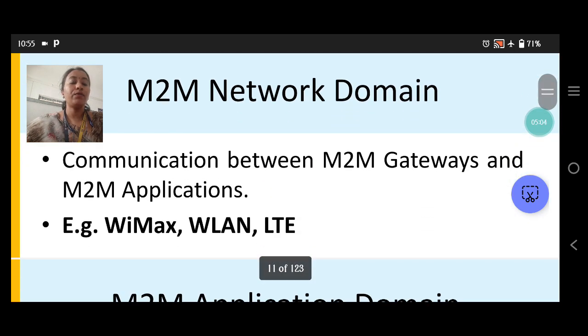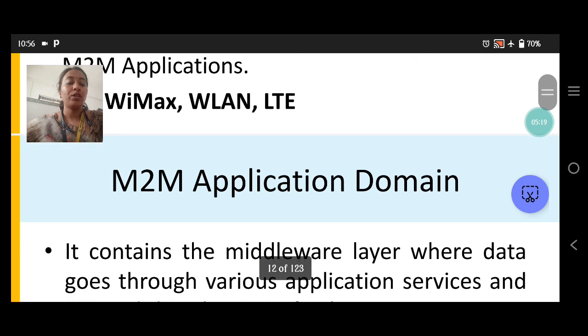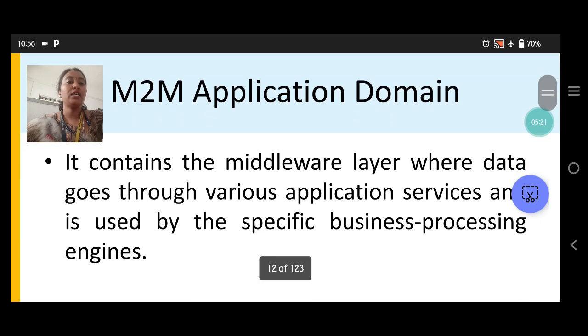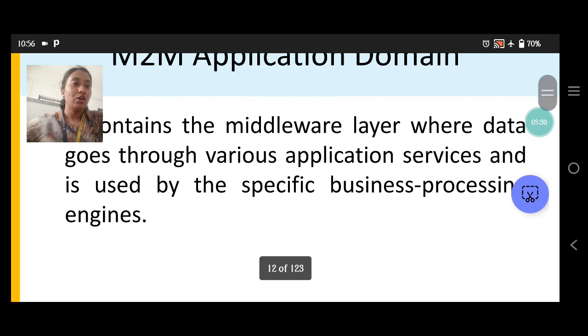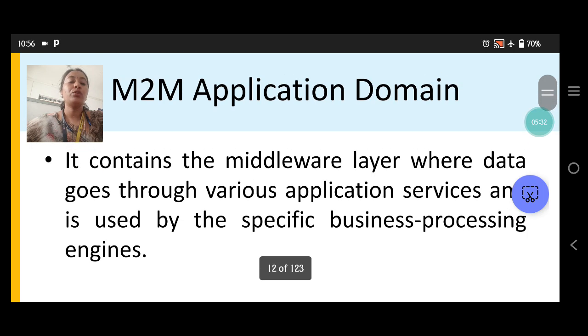In the network domain we can see communication between the M2M gateways and the M2M application, for example WiMAX, WLAN, and LTE, which we see in daily life. The M2M application domain contains a middleware layer where data goes through various application services and is used for specific business processing and engines. So this is all about the M2M architecture, and the next IoT pillar we will discuss in the next session.